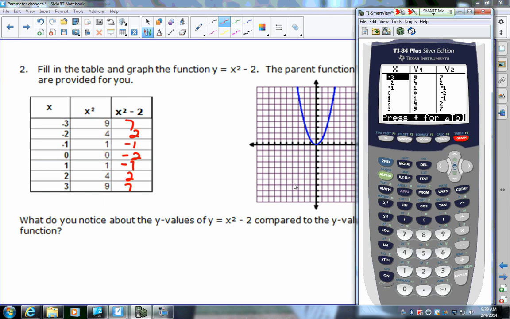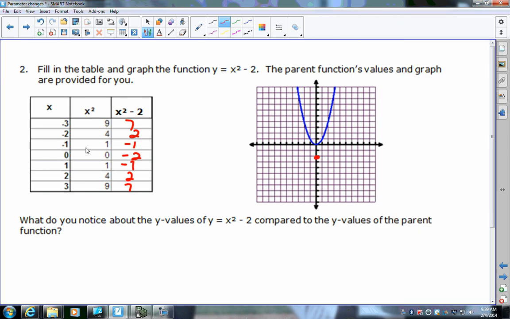Now as I go over to my graph, let's graph these ordered pairs. So it says 0, negative 2. So I'll put a dot at 0, negative 2. Negative 1, negative 1. 1, negative 1. It says negative 2, 2. So negative 2 and up 1, 2. Over 2 and up 2. I have negative 3, 7. 2, 3, 4, 5, 6, 7. It's right outside that blue line. And then I can draw my parabola and sketch it.